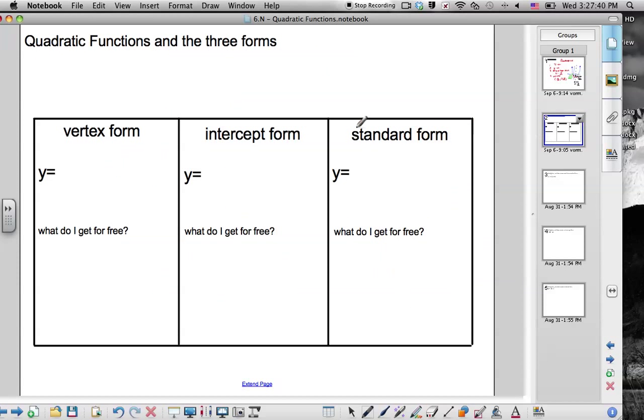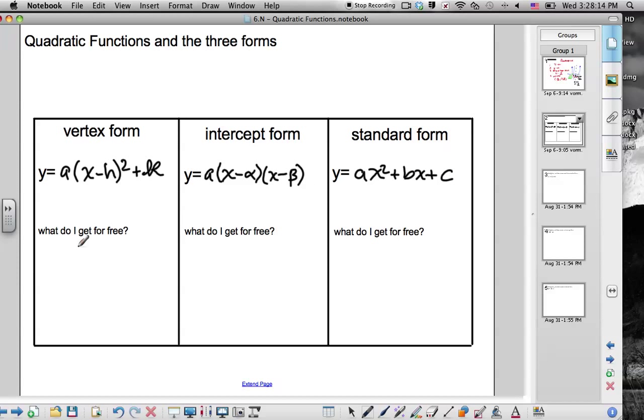We can write quadratic functions in 3 different forms. Let's go through the forms. Vertex form: a times the quantity x minus h, squared, plus k. Intercept form: a times x minus alpha times x minus beta. Alpha and beta are simply the x-intercepts. And then we have standard form: ax squared plus bx plus c.